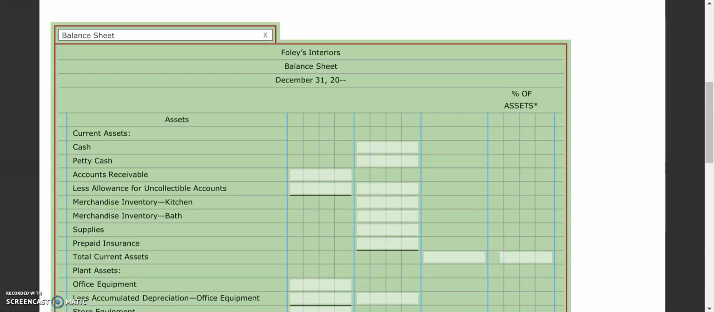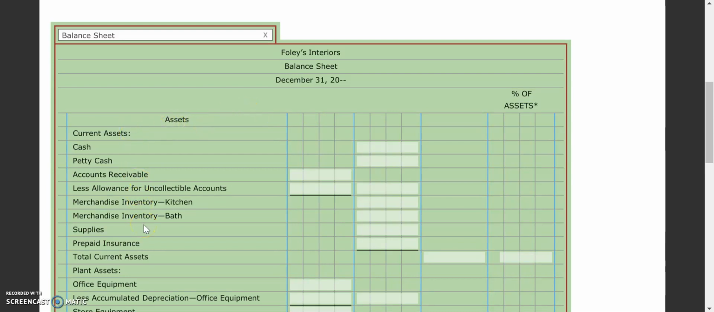All right, welcome to part 3 in our 4-3 Work Together series, where we will be completing our balance sheet. With the balance sheet, remember that it is on a specific day, so this is just based off of December 31st of the current year. And so what we're going to need to do is grab our information from our adjusted trial balance to start with our asset section. So we're starting with our current assets.